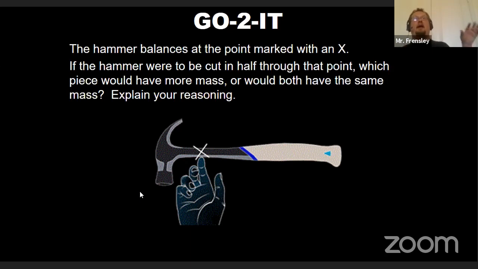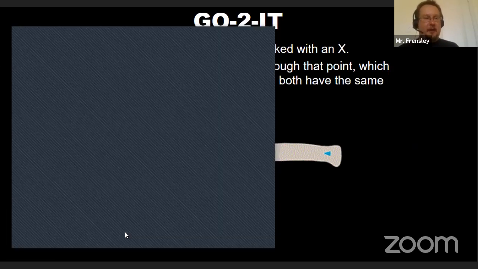So if you want to have a pencil and a piece of paper you can write on, you can work out the little problems and write out answers, or a little window open for your word processor to practice, this would be good. So we've got a hammer, it balances on that X, right? So if you cut the hammer in half on the X, which piece, notice I didn't say half, which piece would be greater mass, or would they both have the same mass? I'm going to give you 2 minutes to think about it. On your mark, get set, go.